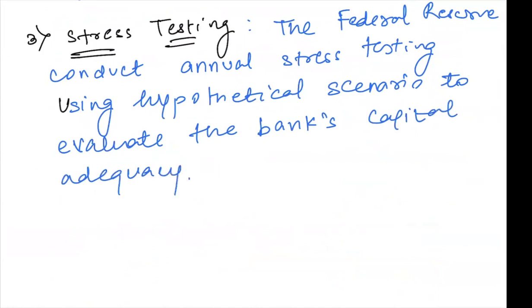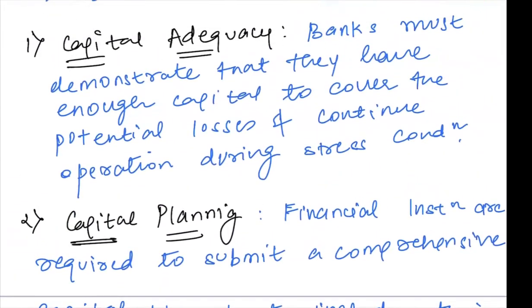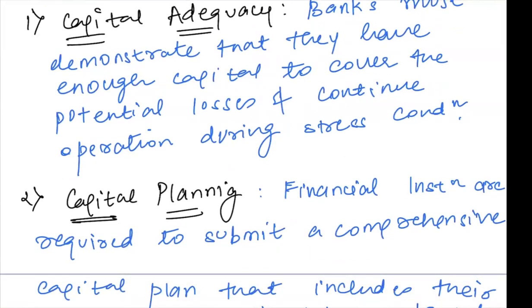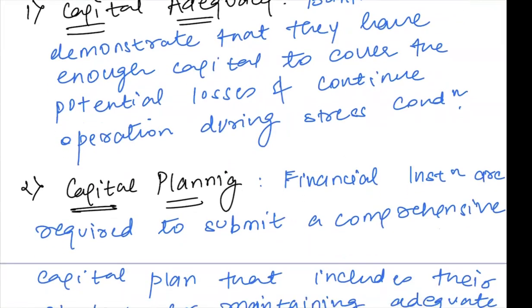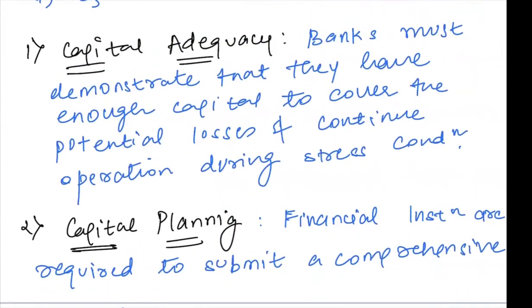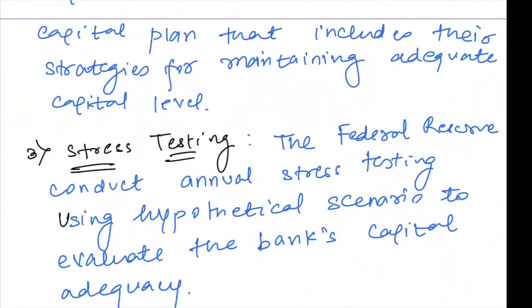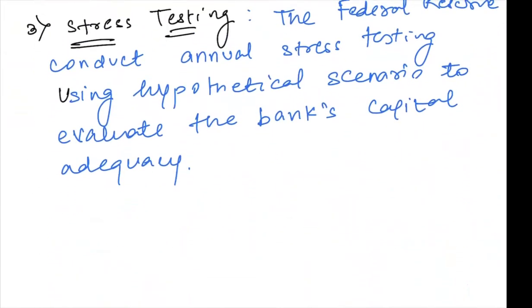You might be understanding everything, what each component is, it's all related to capital. Capital means what? Money, right? So the bank has to manage their money, their capital. So first is capital adequacy. Second, they need to submit a comprehensive capital plan. Third, they need to stress test so that they can understand if they have adequate capital or not. And the last thing is qualitative review.